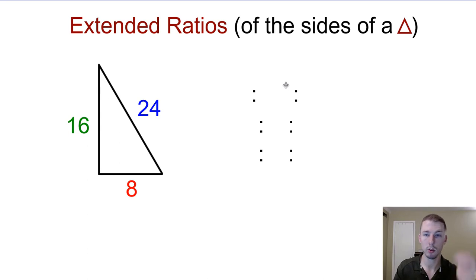Extended ratios for the sides of a triangle. So on this one, we have 3 sides of a triangle. We're going to write the extended ratio. We always write extended ratios from least to greatest. So our smallest side is 8, and then 16 and 24.